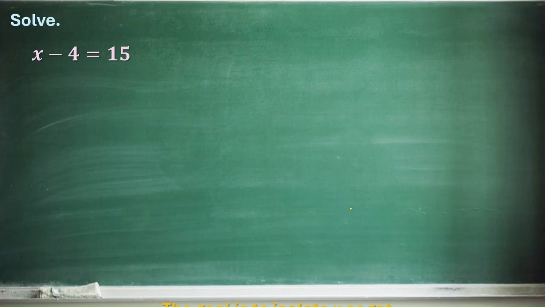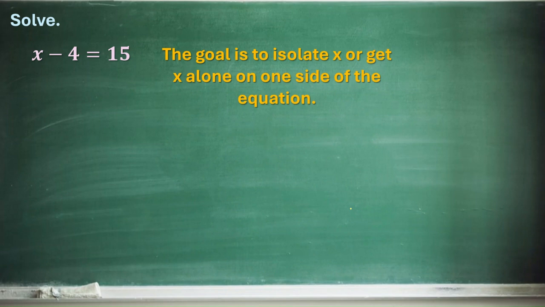Our first step is to isolate x, or get x by itself on its own side. The way we do this is we apply the inverse operation. So let's go ahead and get started. We have x minus 4 equals 15.